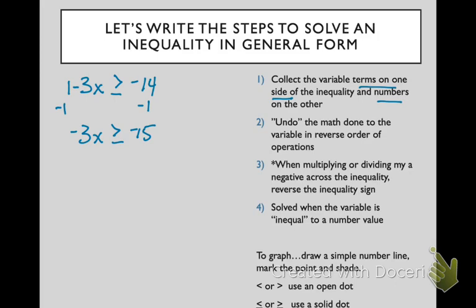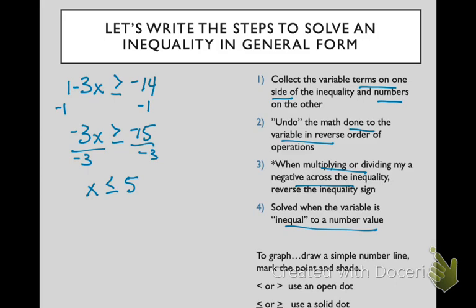Remember, when you multiply or divide by a negative, you have to reverse the inequality sign. So we'll do what we just did a moment ago. So we get x is less than or equal to 5. And then it's solved when we have the variable equal to a number value like that.